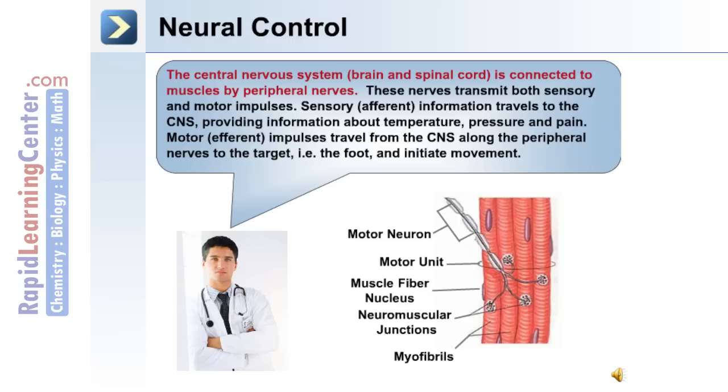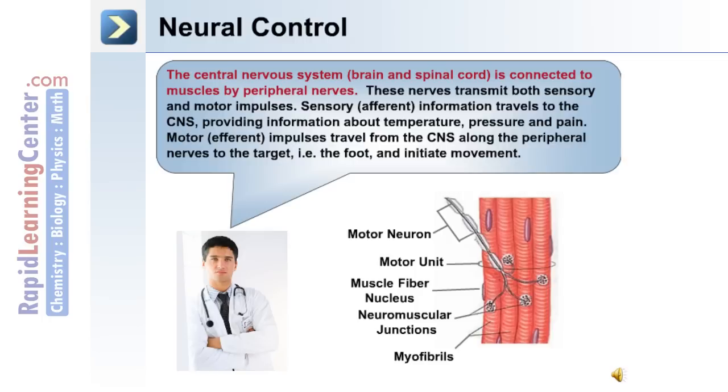The neural control of muscular contraction. The central nervous system, which is the brain and spinal cord, are connected to muscles by peripheral nerves. These nerves transmit both sensory and motor impulses. Sensory or afferent information travels to the central nervous system, providing information about the periphery, such as temperature, pressure, and pain. Motor or efferent impulses travel from the central nervous system along the peripheral nerves to the target, for example, the foot, to initiate movement.